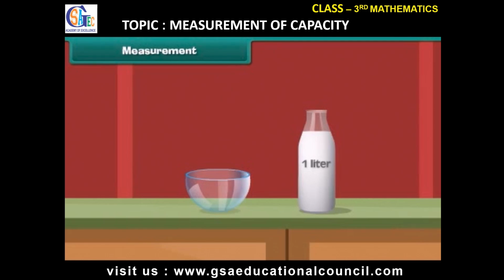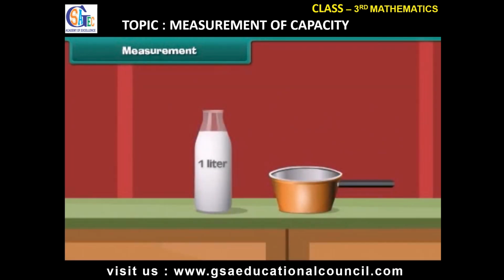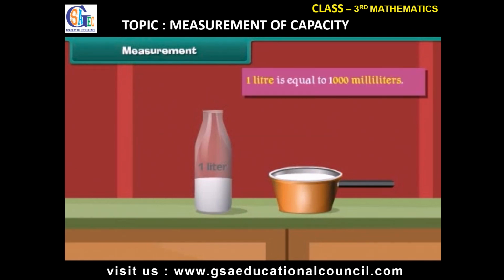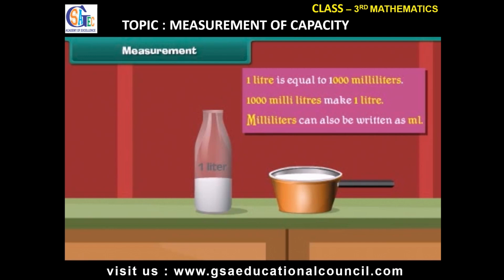Measurement. Now let us pour milk from the 1 liter bottle into this bowl. We have seen that milk is still there in the bottle. This means this bowl holds less than 1 liter of milk. Similarly, this pan holds less than 1 liter of milk. 1 liter is equal to 1000 milliliters. This means 1000 milliliters make 1 liter. Milliliters can also be written as ml.